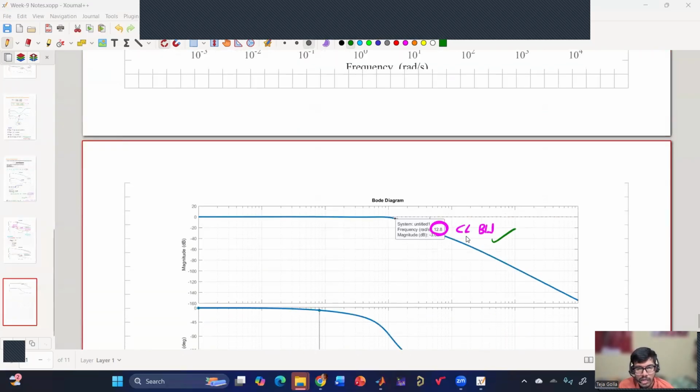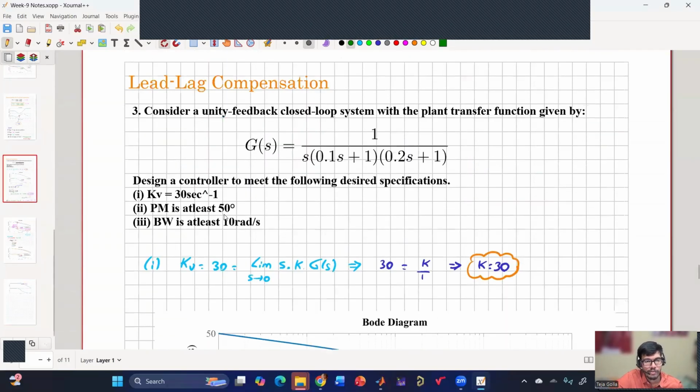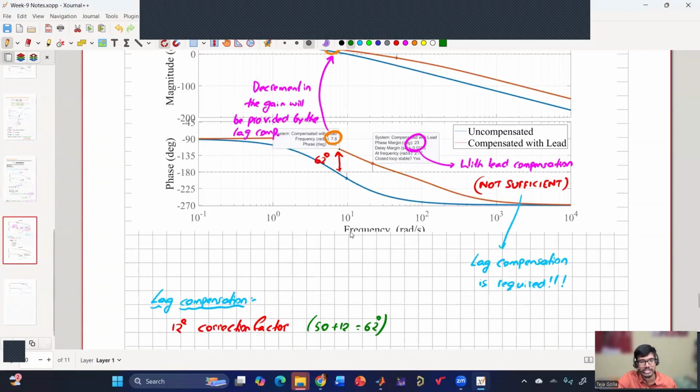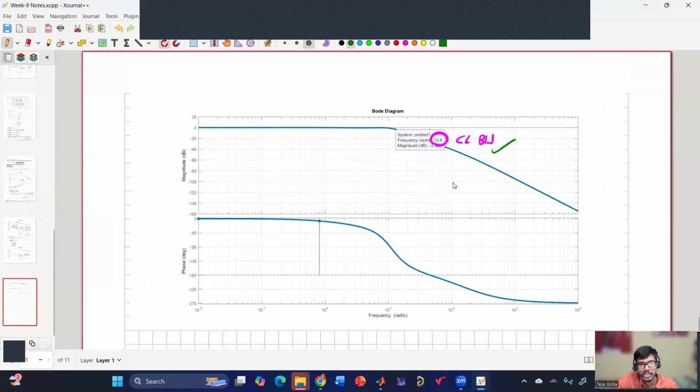And then if I draw the closed loop transfer function, I'm getting a bandwidth of 12.8. So my design criteria is 50 degrees, where I'm achieving almost 62 degrees, and the bandwidth criterion is 10, where I am achieving 12. So it is slightly over designed, but just to be on the safe side, it is coming to be fine.